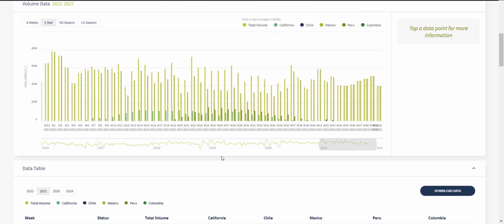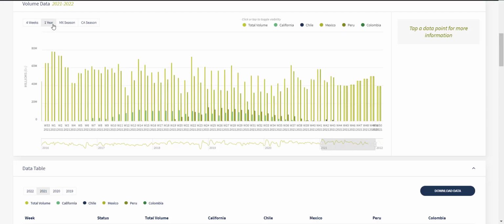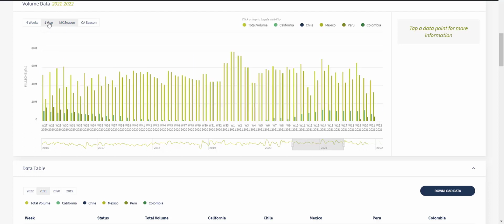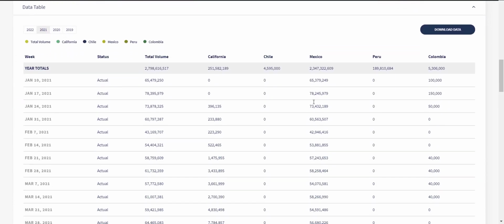On the next section, it provides a volume chart with more detail on volume actuals and projections by week and country of origin. It also provides a long-range view of the volume and a visual trend. You can select different views, such as 4-week view or 1 year or by season, if that is better for you. The last section provides a data table for weekly projections and actuals by country of origin by year, and the data is downloadable in Excel format for further analysis.